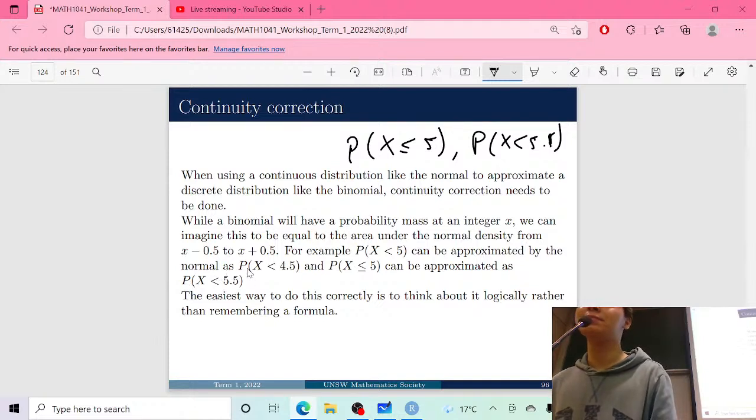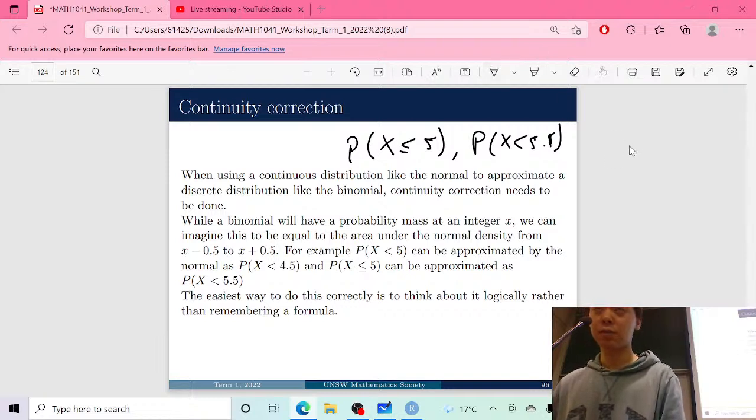Does that make sense? Yep. So there are formulas for this, but the easiest way to think about it is to logically think about what happens at the endpoints. So if you want x to take on 5, then you also want to include 5 when you're approximating using the normal distribution. Cool.